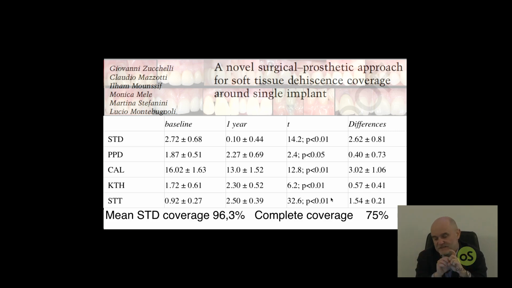And these values, 75% in complete coverage and 96% in mean root coverage, are very, very close to the outcome we can achieve in the treatment of gingival recession around teeth. I'm speaking about those situations in which the bone is intact, while you know that this is not exactly the same as what we can achieve when we speak about implants, in which the bone obviously is not as intact as in the situation of gingival recession in the first and second Miller class, where the interdental bone is absolutely perfect.